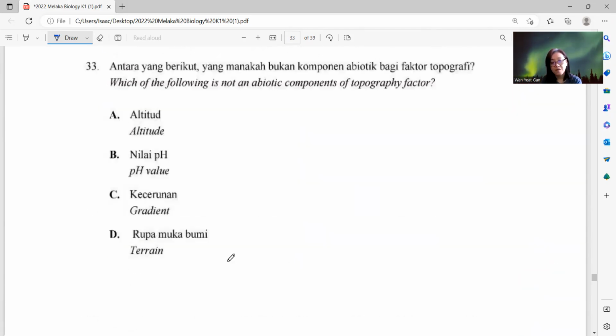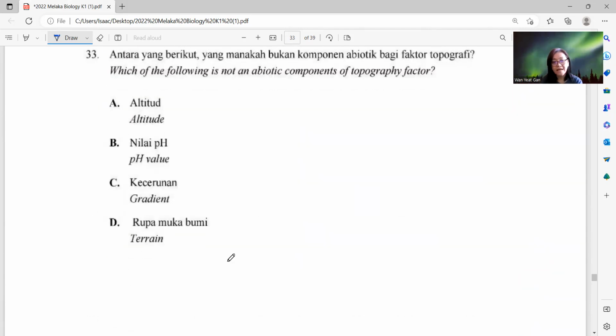Okay. 33, which of the following is an abiotic component of topographic factor? So abiotic component is B, pH value. Okay. Others are like light intensity, humidity.